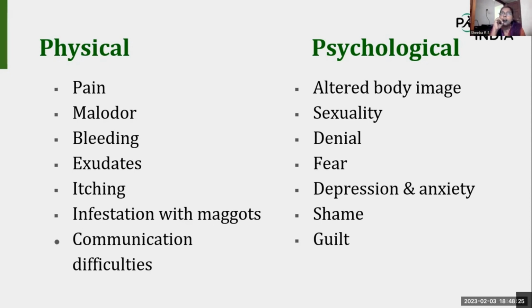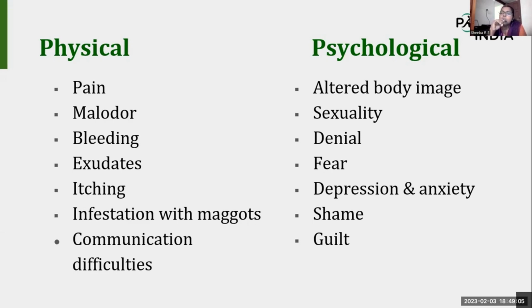Communication difficulties, especially in head and neck cancers. If they have cancer of the buccal mucosa, they are not able to speak fluently because of the tumor. So when we do the assessment, you can give a chit of paper and ask them to write down their problem. From the paper itself, we can understand their problems well and treat the patient well. These are the major physical problems that these patients suffer.